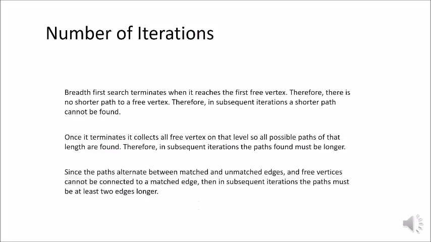Now to calculate the number of loop iterations. Breadth first search terminates when it reaches the first free vertex. Therefore, there is no shorter path to a free vertex. Therefore, in subsequent iterations, a shorter path cannot be found. Once it terminates, it collects all free vertices on that level, so all possible paths of that length are found. Therefore, in subsequent iterations, the paths must be longer.